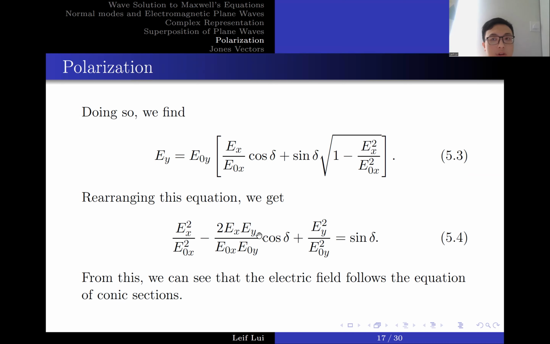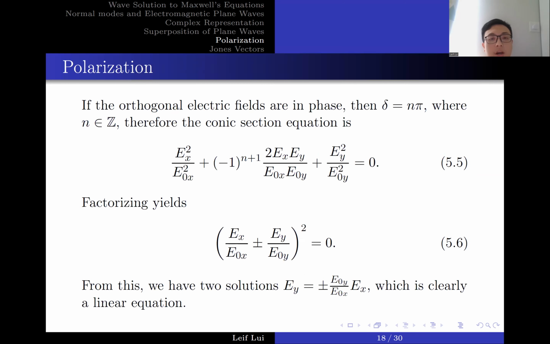And recall that this looks like an equation of a conic section because delta can be constant and these two will be constant. But it depends on what this constant is. So basically, let us consider some cases. So if the orthogonal electric fields are in phase, that means delta is some integer multiple of pi. So delta is equal to n pi, where n is an integer. So therefore, we get the conic section as follows, right?